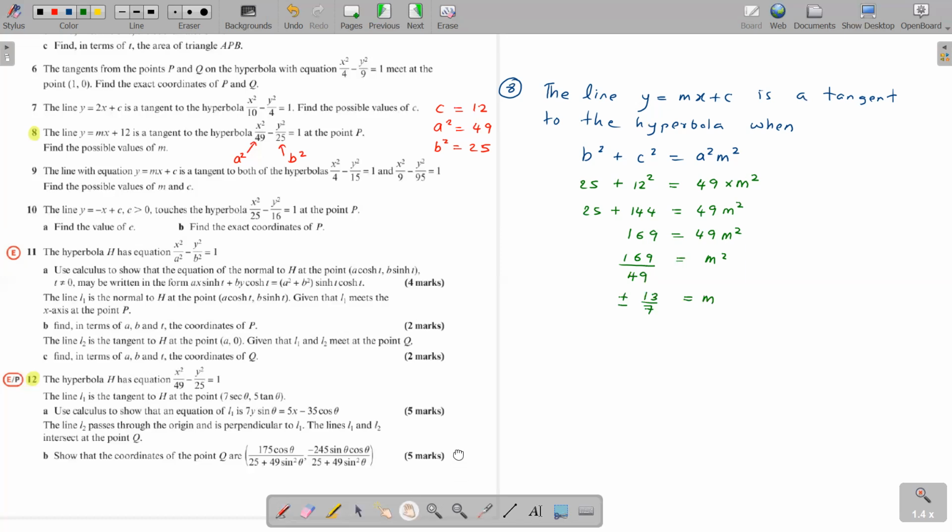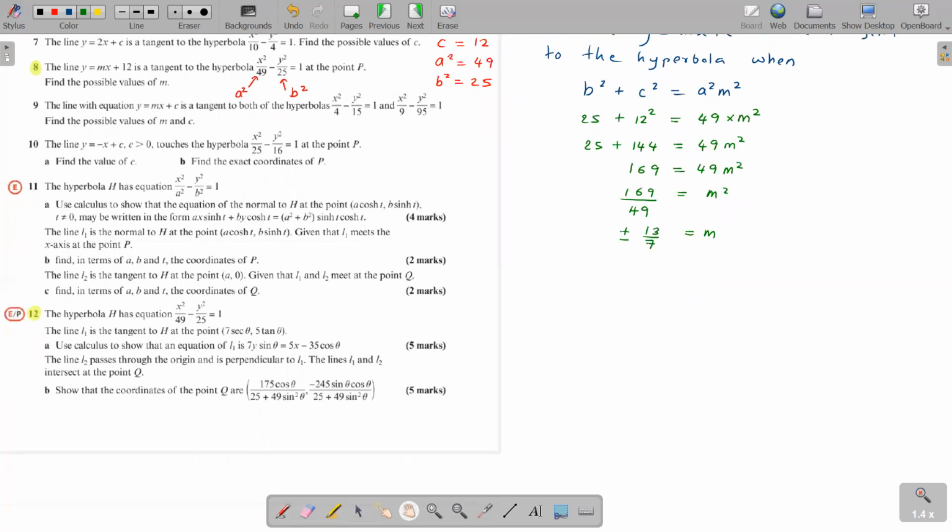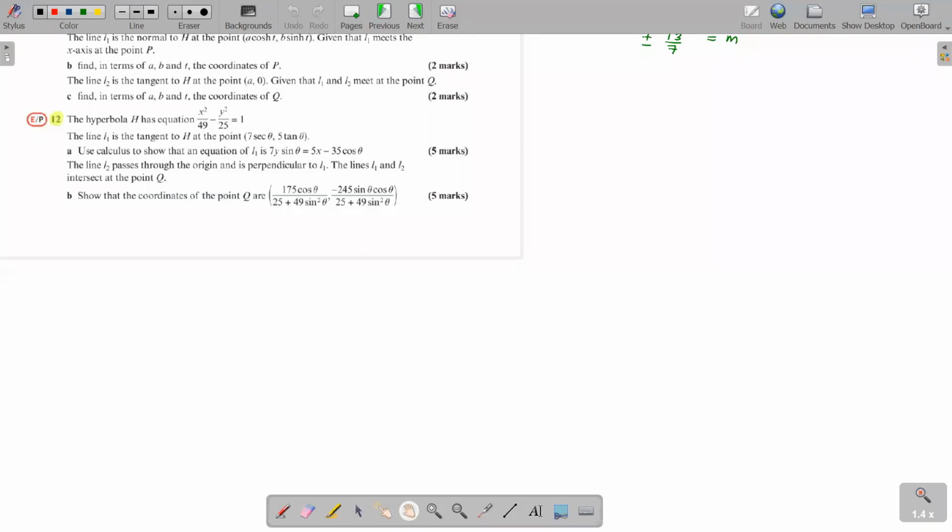Okay, so there are so many questions here that you could try. So I will go on to question number 12. Let's go to question number 12. The hyperbola H has equation x square over 49 minus y square over 25 equals 1. The line L1 is a tangent to the hyperbola at the point 7 sec theta, 5 tan theta. Use calculus to show that an equation of L1 is this.